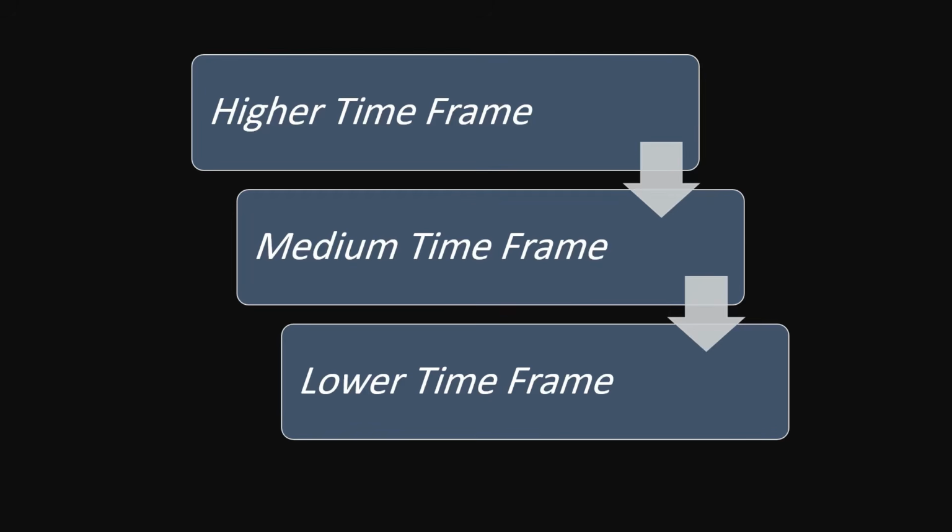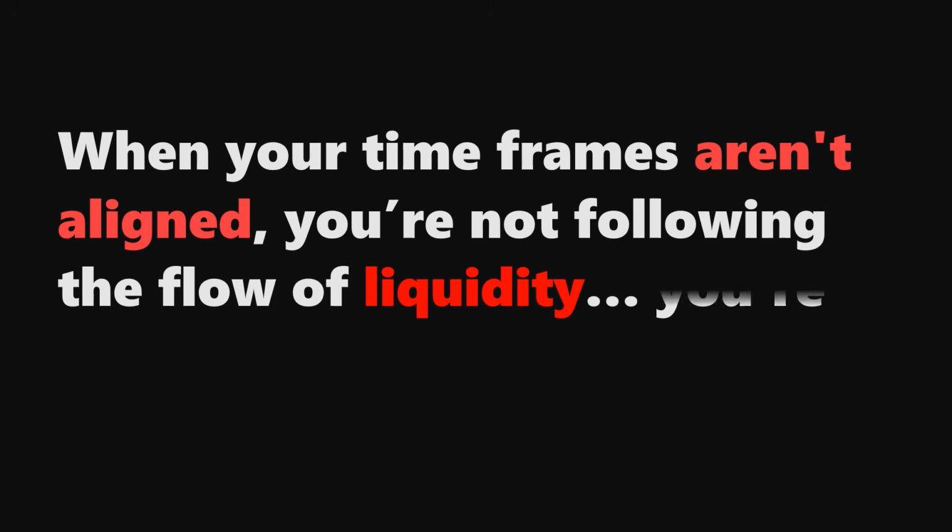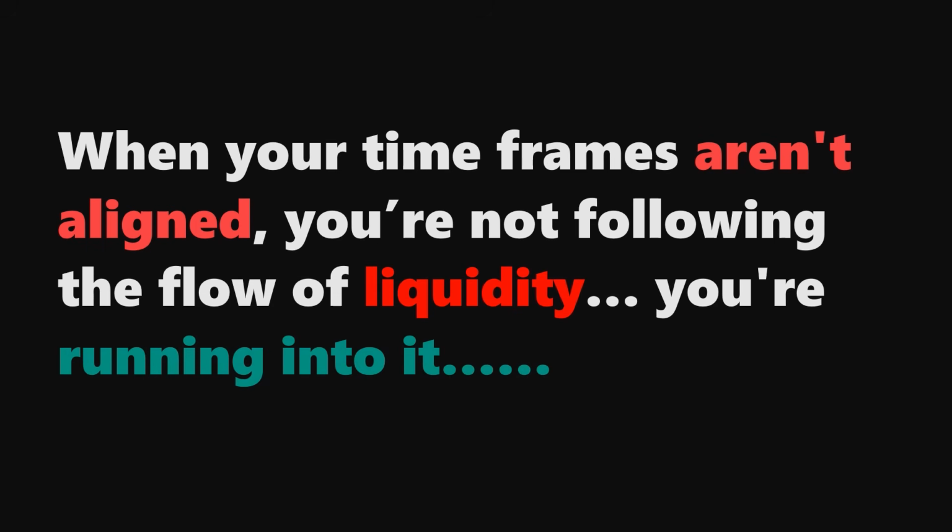In smart money trading, this is what separates trading with the narrative from trading against it. A lot of traders take losses simply because they're going long on a 5-minute chart, while the higher time frames, like the 1 hour or daily, are clearly showing a bearish story. When your time frames aren't aligned, you're not following the flow of liquidity, you're running into it. That's a recipe for getting stopped out.